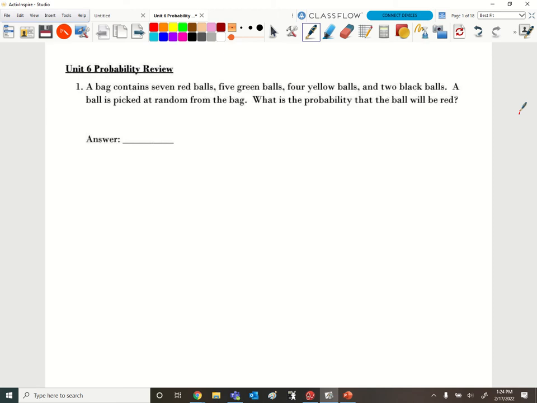So what pages in the notebook is this going to go? 26 and 27. There you go. So 26 and 27 in my notebook.